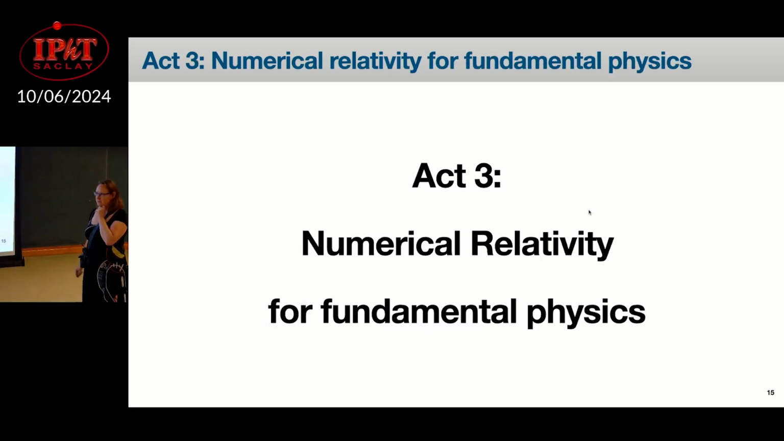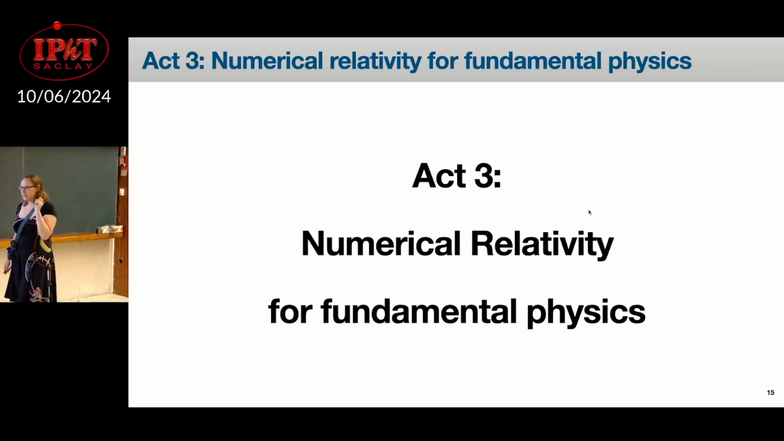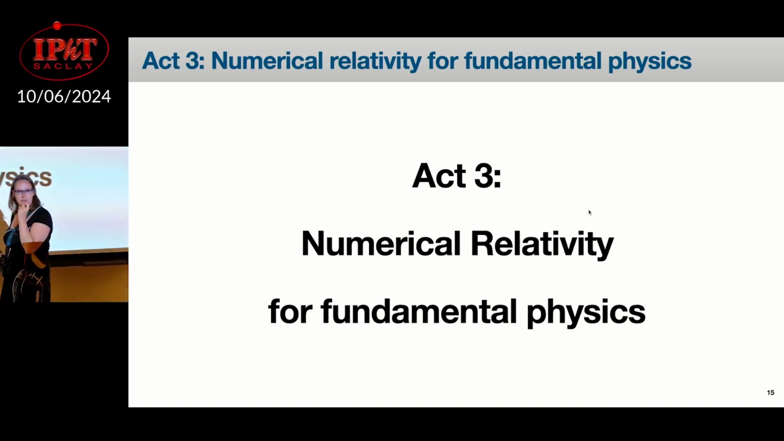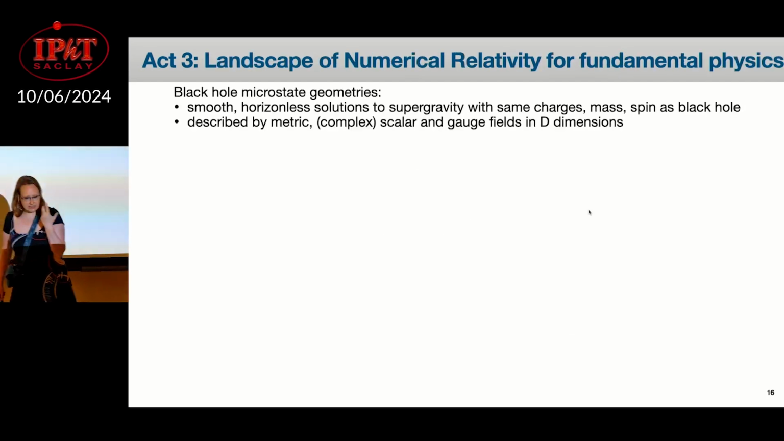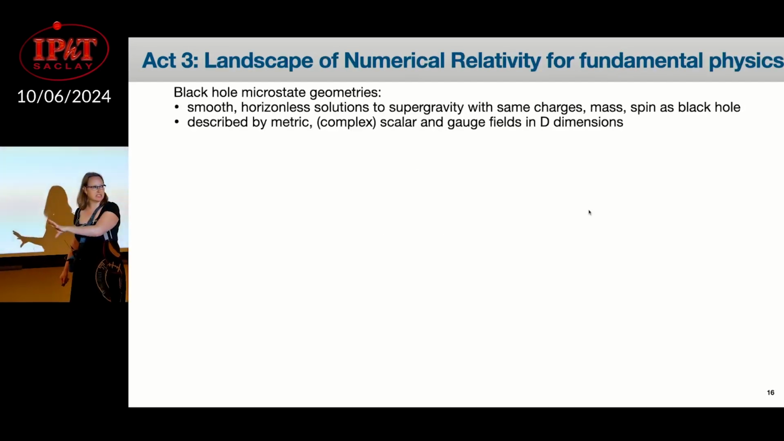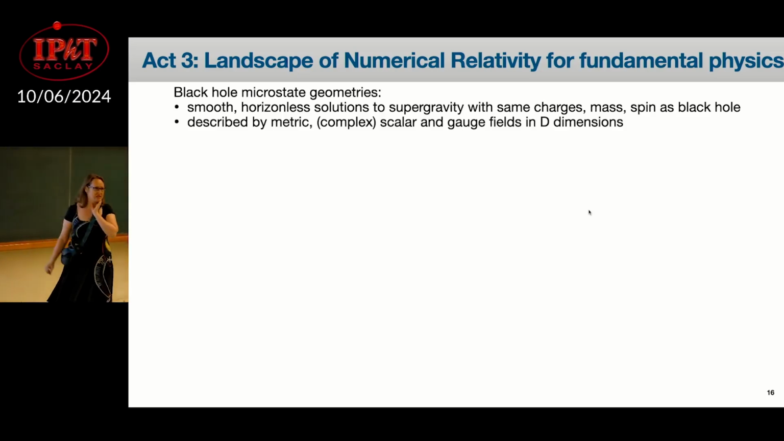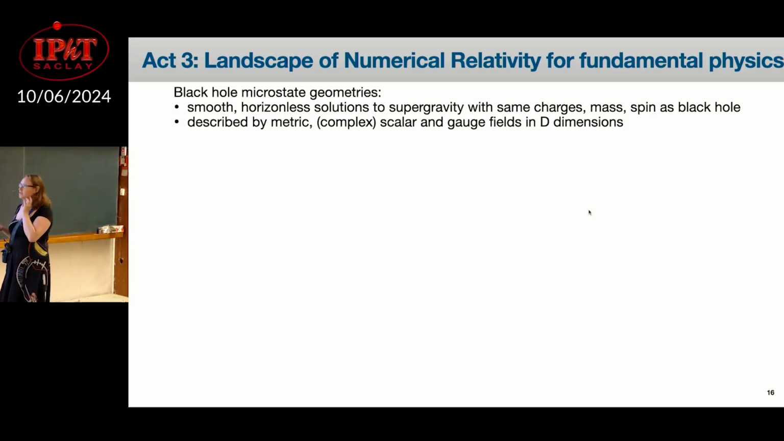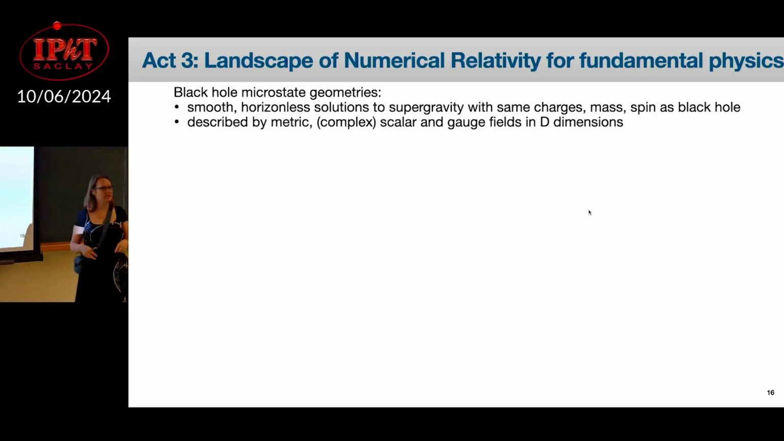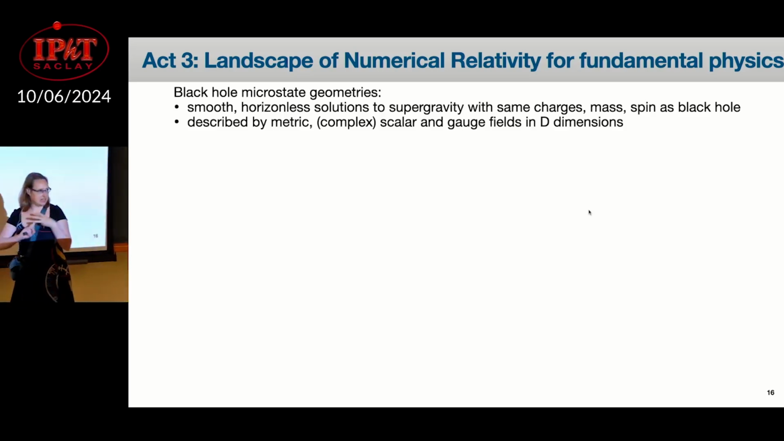So this is now the next part, thinking about numerical relativity for fundamental physics. And the first thing that I wanted to give you is a bit of a list of what people have thought about and why I think that we are ready to start extending these methods to think about microstate geometries. Right, so if I think about microstate geometries that are smooth horizonless solutions to supergravity that may have or should have the same charges, masses and potentially spin as black holes.